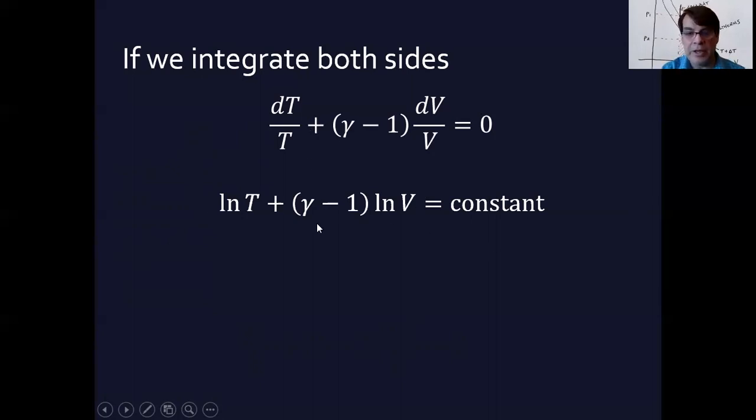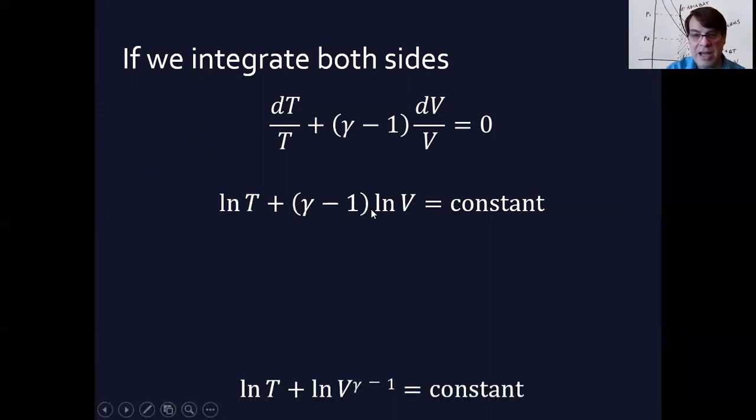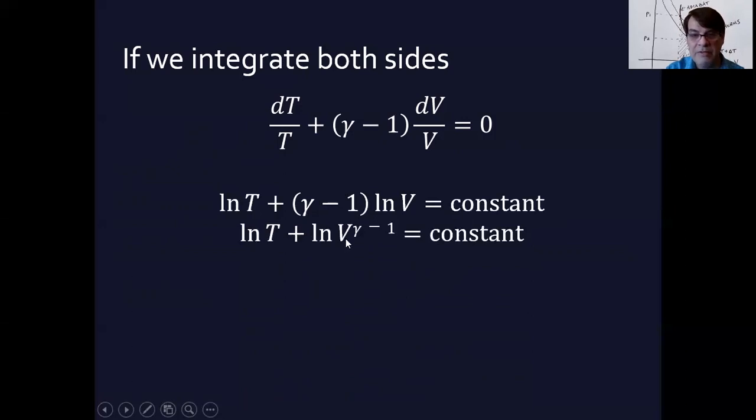Now, we can then play with some of the rules of natural logarithms. One of the rules of natural logarithms is that if you have something out front, it's the same as the natural logarithm of that thing raised to that power. Okay, so you can do this. It's part of the definition of the basic rules of natural logarithms. So natural logarithm of T plus another natural logarithm of V to the gamma minus 1 equals a constant.